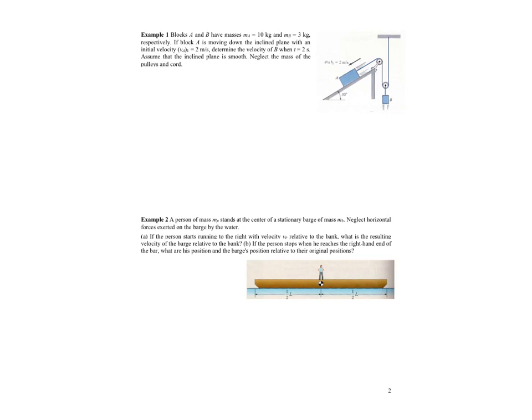pulleys. And let's see, so we're told that the mass of block A is 10 kilograms, mass of block B is 3 kilograms, and if block A is moving down the inclined plane with an initial velocity of 2 meters per second, we're asked to determine the velocity of B when t equals 2 seconds. And we're to assume the inclined plane is smooth and to neglect the mass of the pulleys and cord.